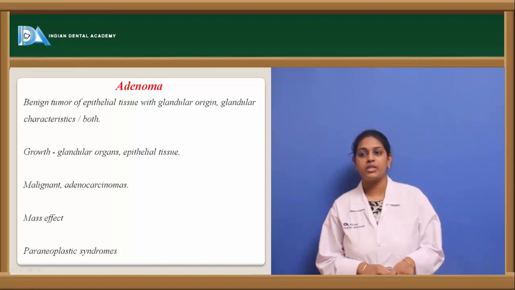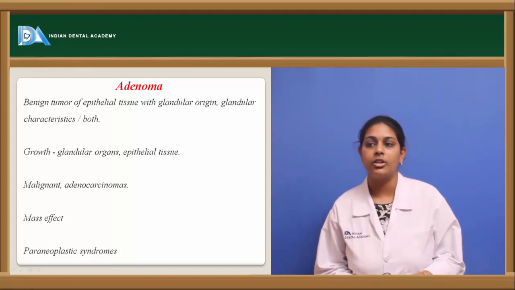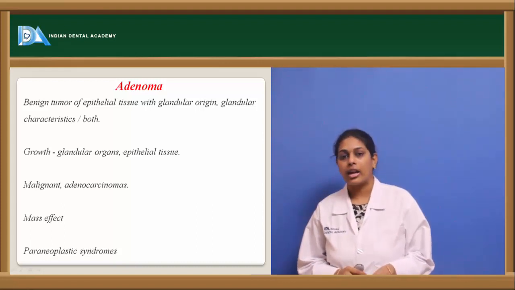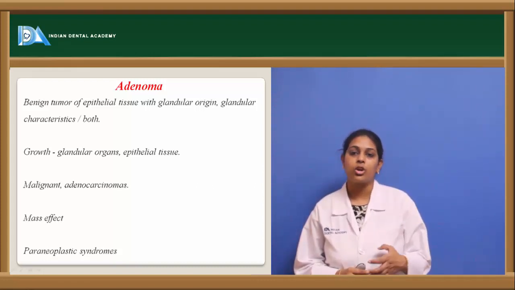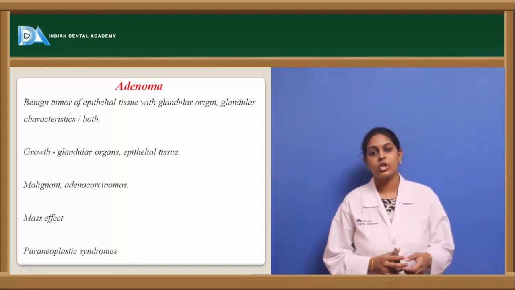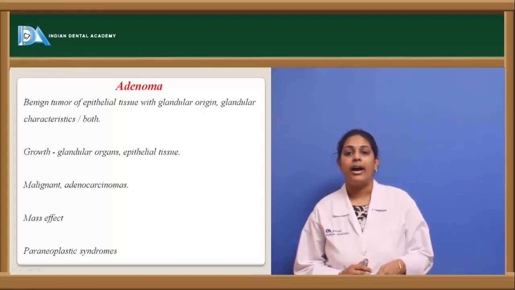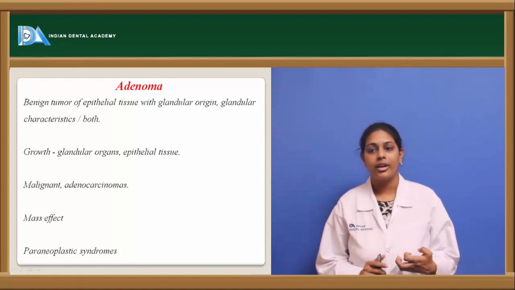Coming to our next common specific tumor, it is the adenoma. Usually it is a benign tumor of epithelial tissue which shows a glandular origin, or a glandular characteristic, or it might show both the origin as well as the characteristic of a gland. Usually the growth is seen most commonly occurring in glandular organs, that is, in any kind of glands, and it involves only the epithelial tissue; it does not enlarge and extend into the connective tissue.